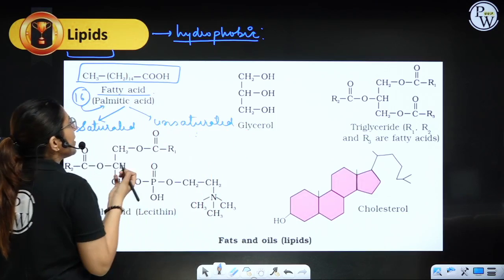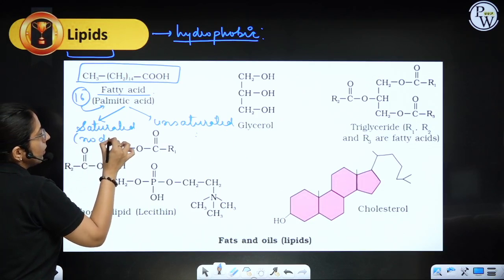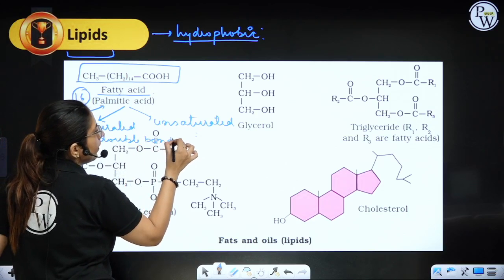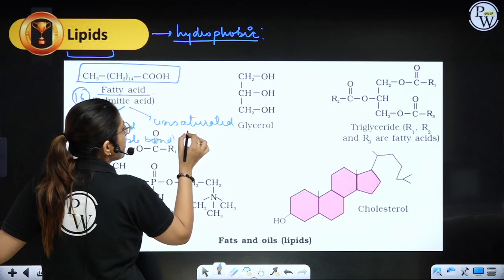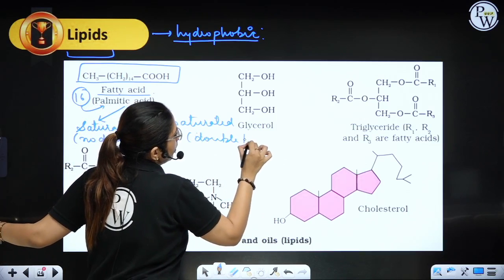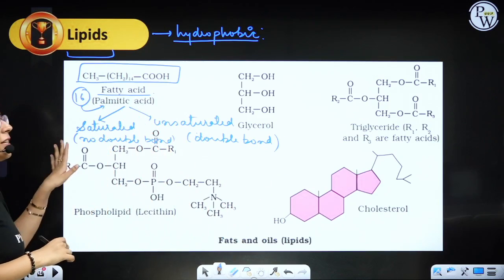So if they are saturated, that means they do not have a double bond. It is a linear chain. No double bond is present between the carbon and the carbon. Unsaturated means they have a double bond present. Clear? So saturated means no double bond.